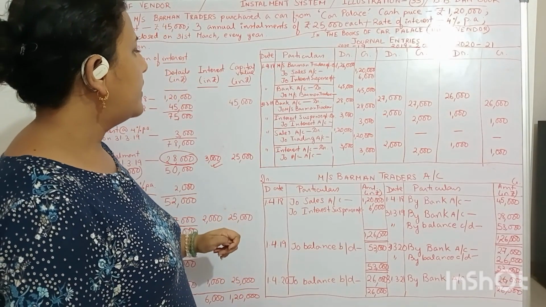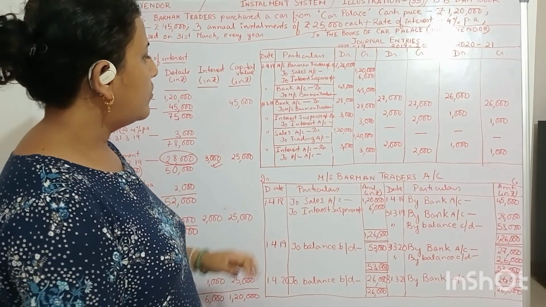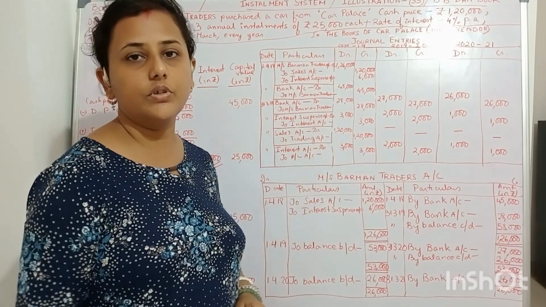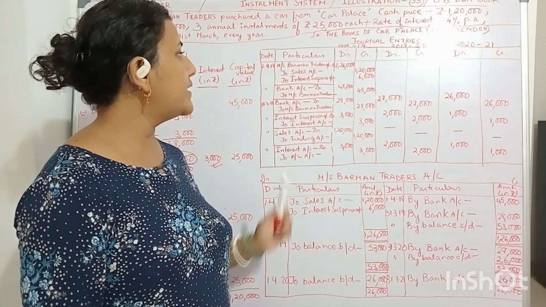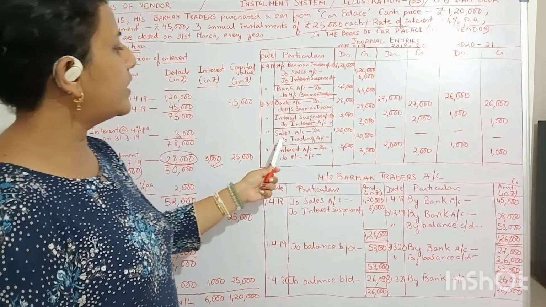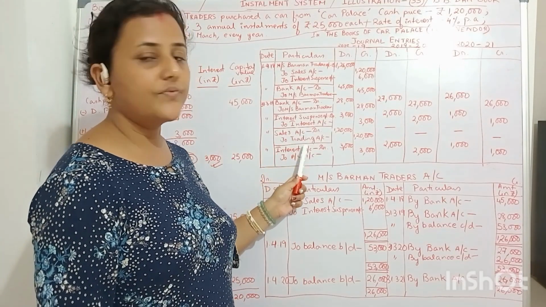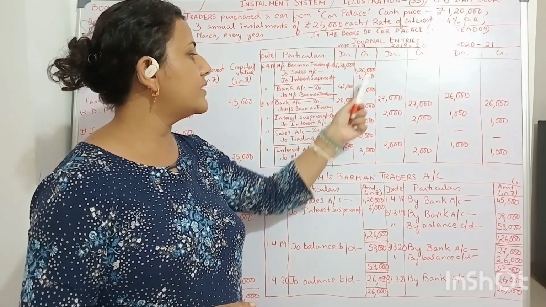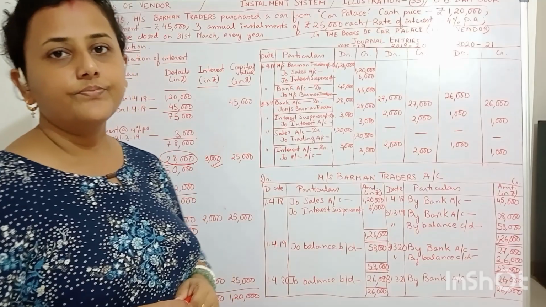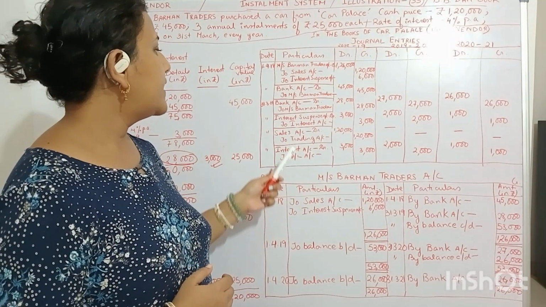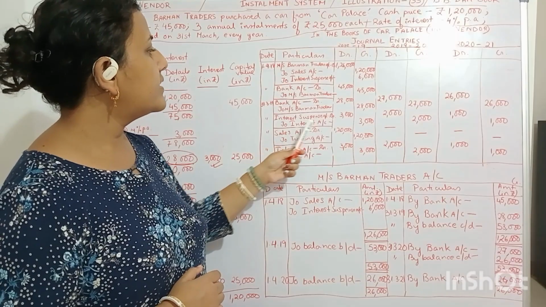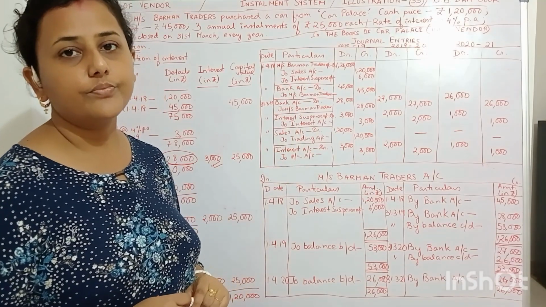Then you see, the amount of sales, that is 1,20,000, is transferred to trading account. The sales amount is transferred to trading account with the cash price of the asset, that is 1,20,000. So then sales account will be closed. Here also interest suspense account will be closed.